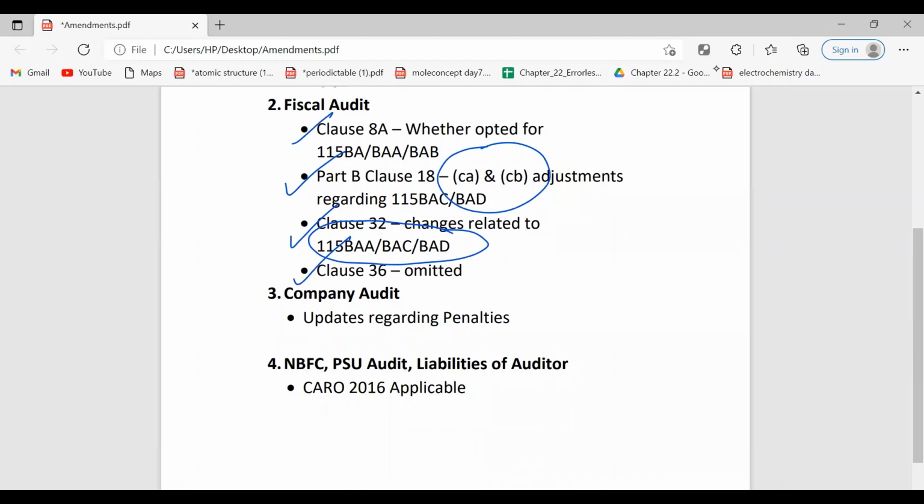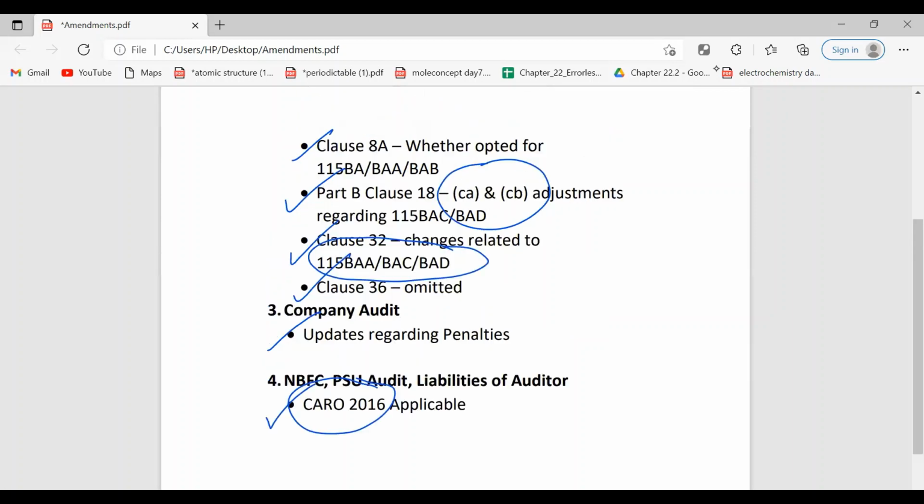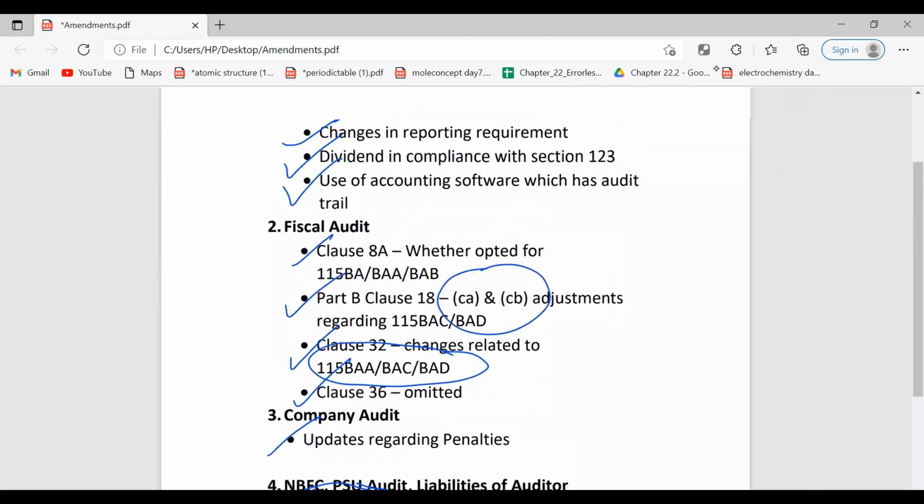Again, regarding the Companies Amendment Act, there have been updates regarding penalties. Majorly all the penalties have been updated. We are not covering that here, so you just have to check it from either the ICI material or the academic update. And the last thing that ICI has provided on the website is that CARO 2016 is applicable. Earlier, ICI had introduced CARO 2021 in the study material. Now they have changed that again to CARO 2016. So that is one of the things you have to check while studying from the ICI study material.